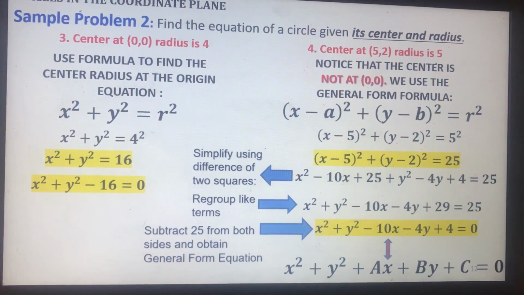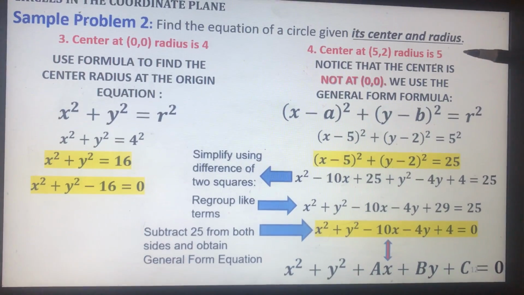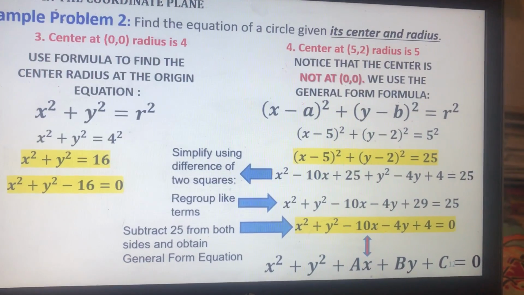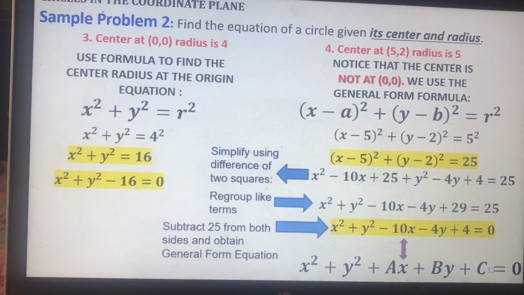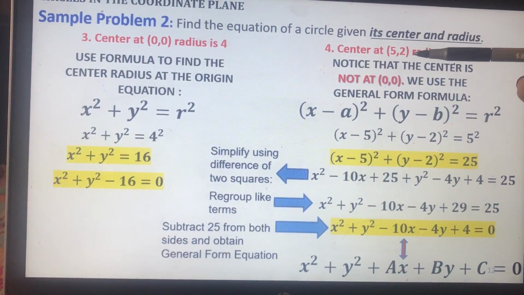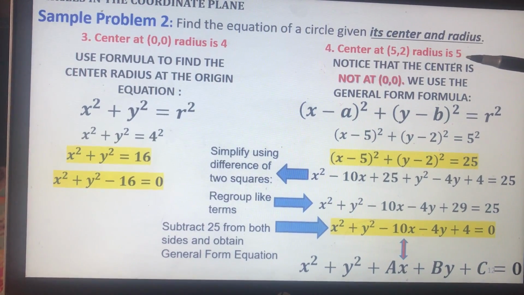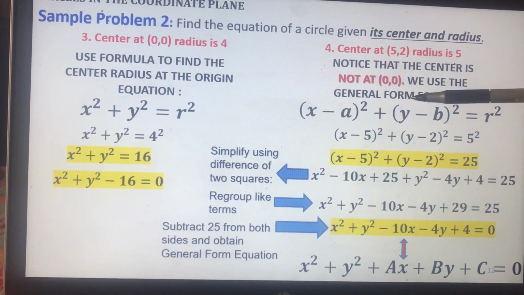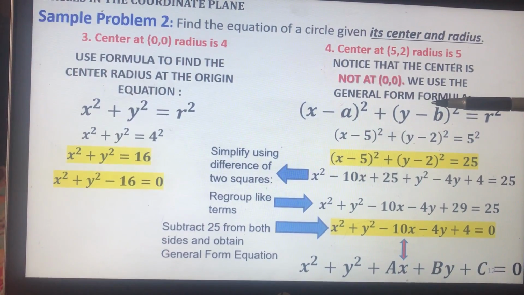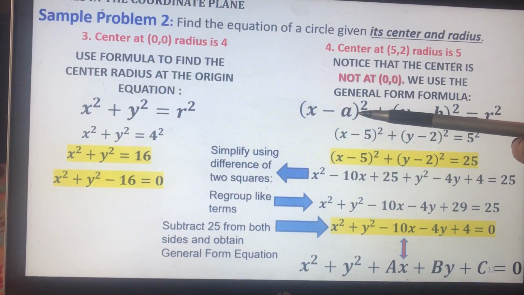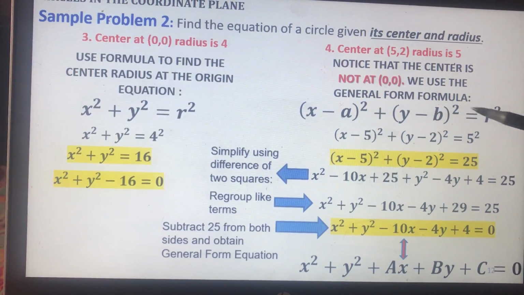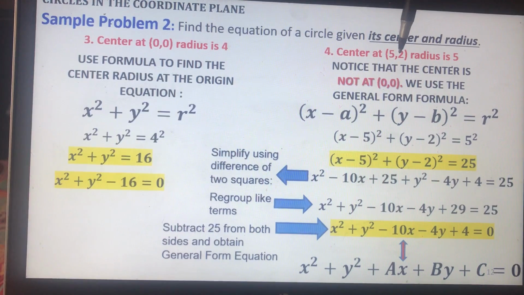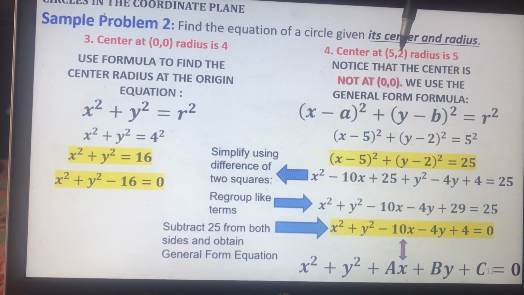So here we have the equation of the circle, given its center, which is (0, 0), and its radius, which is 4. Now, in our section 4 sample problem number 2, we are given that the center is located at (5, 2), and the radius is equal to 5. Notice here that the center is not at (0, 0). So again, we use the general form formula, which is (x - a)² + (y - b)² = r². What is a? 5 is going to be a, and 2 is going to be b.